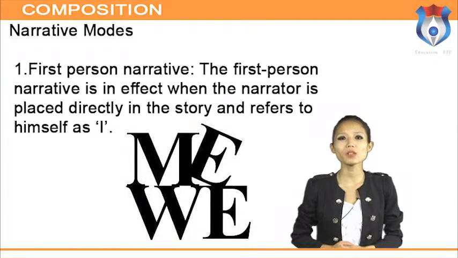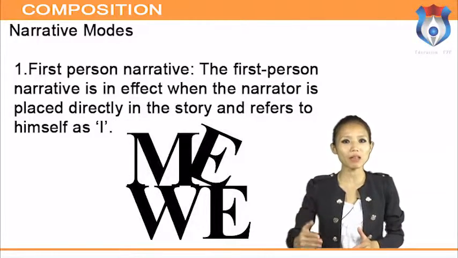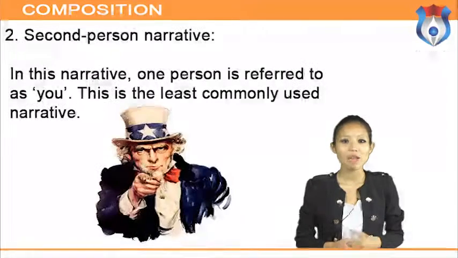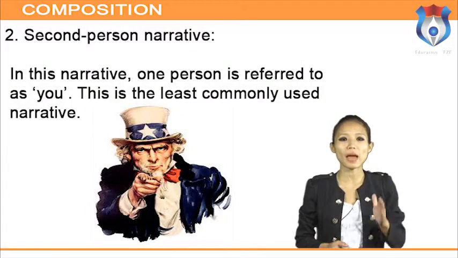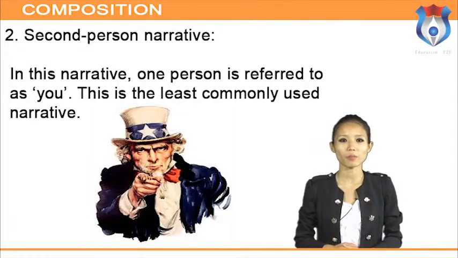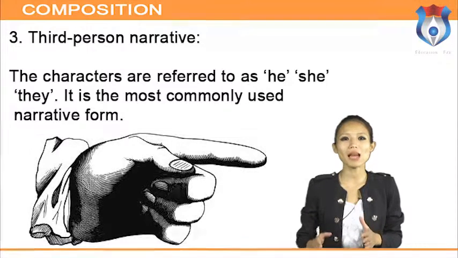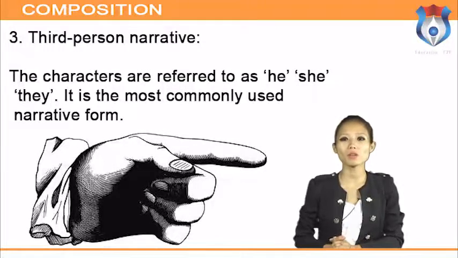Let us know the various modes of narration. First person narrative. The first person narrative is in effect when the narrator is placed directly in the story and refers to himself as I. Second person narrative. In this narrative, one person is referred to as you. This is the least commonly used narrative. Third person narrative. The characters are referred to as he, she, they. It is the most commonly used narrative form.